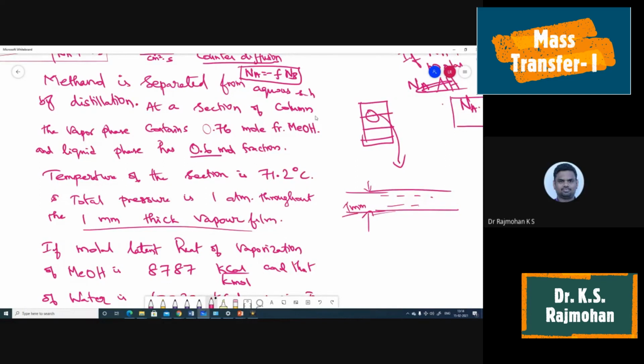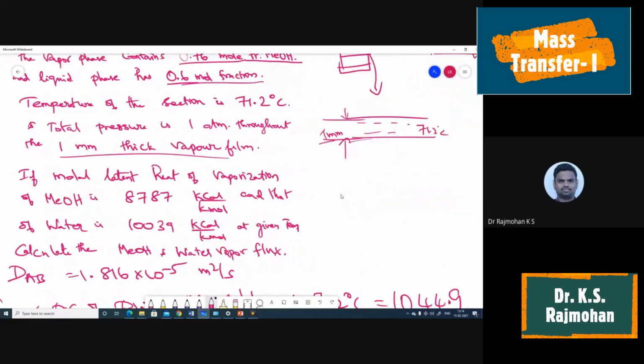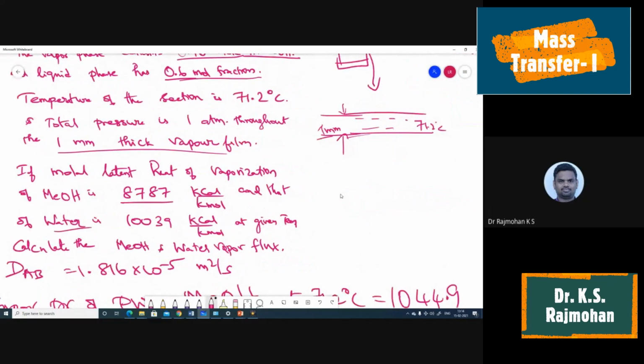So temperature is given as 71.2 degrees Celsius. The vapor phase contains 0.76 mole fraction of methanol, and the liquid phase has 0.6 mole fraction of methanol. The molar latent heat of vaporization of methanol is given as 8,787, and of water 10,039, in kilocalories per kilomole. Calculate the flux of methanol. For that, first we should decide what is A and what is B. A is methanol, B is water.